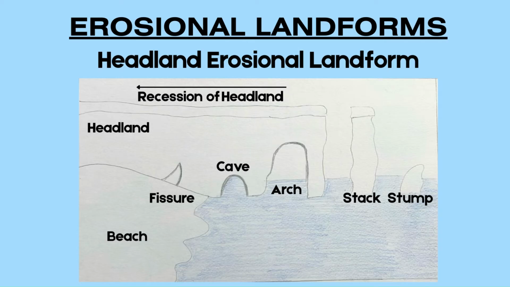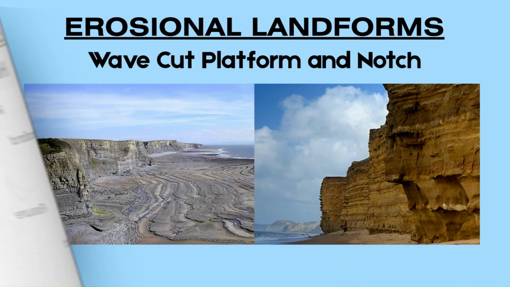The stack stands alone in the sea, separate from the rest of the coastline. Eventually, the stack is also worn down by wave action and weathering. As it gets smaller and shorter, it becomes a stump, a small, flat piece of rock barely rising above the sea level. This marks the final stage of this coastal landform sequence.